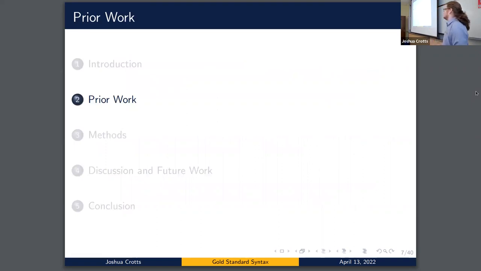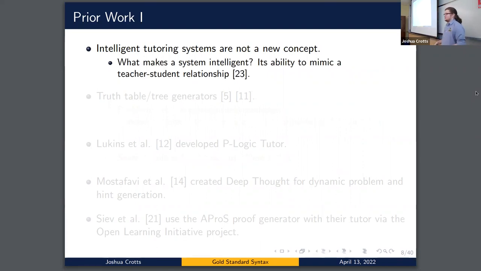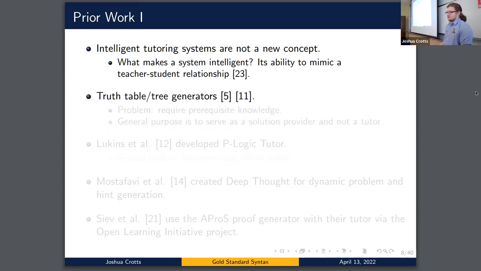All right, so that's the brief overview. Now we're going to jump right into the related work. The thing about tutoring systems is that they're not new, but over the years, they've gotten progressively more intelligent. But what does it mean to be intelligent in this context? It's the ability to create, or mimic, a relationship between a teacher and a student.